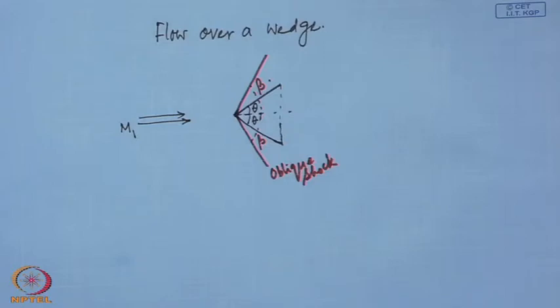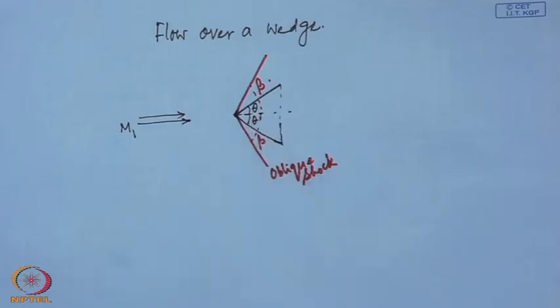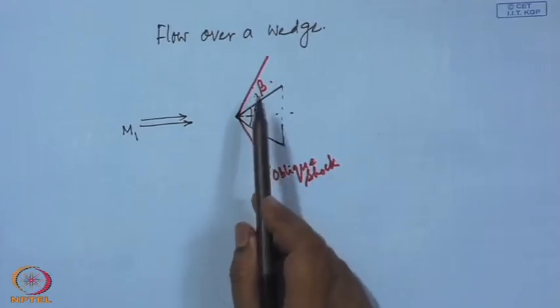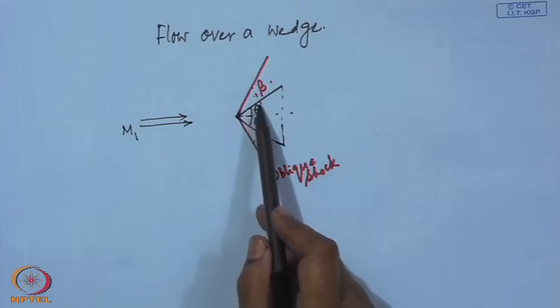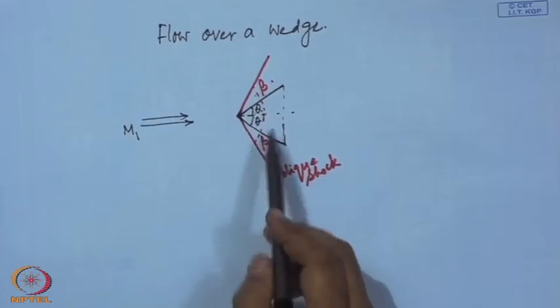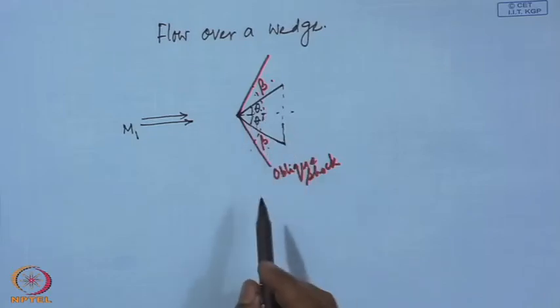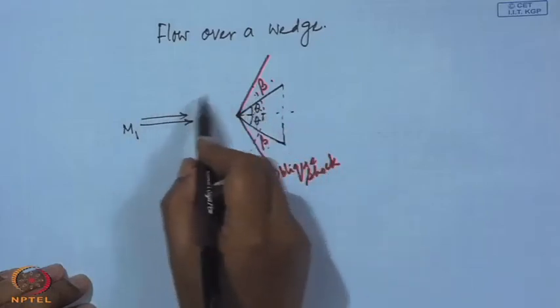Now, the flow on each side of the wedge is determined only by the inclination of the surface on that side. So, it is not essential that the wedge have to be symmetric. If these two angles, theta 1 and theta 2, are different, the flow turning will be different. However, this part of the flow will be simply governed by this inclination, and this side of the flow will be simply governed by this inclination, and a parallel streamline here will remain parallel again.